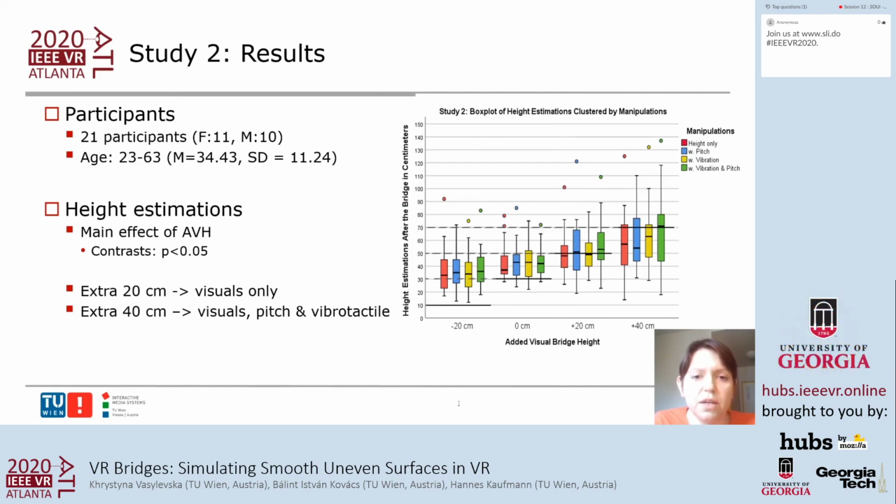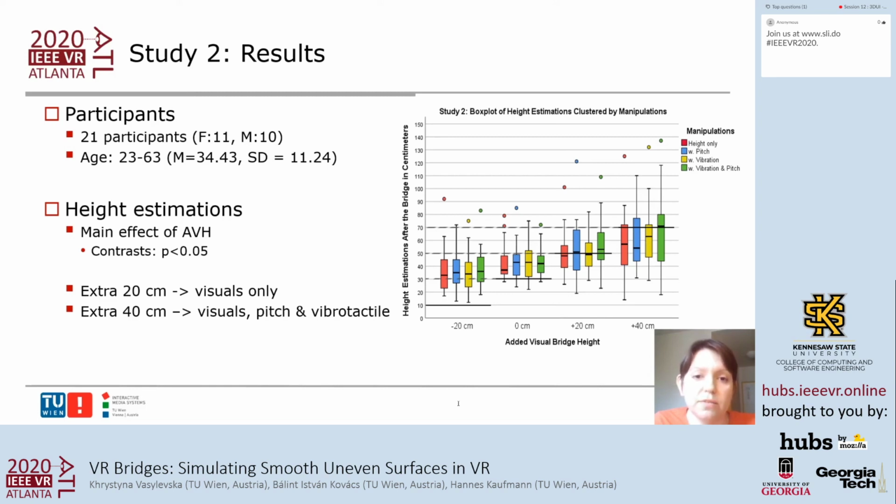21 participants, 11 female and 10 male, aged from 23 to 63 years old, participated in the second study. Similar to study 1, the added visual height had a significant main effect and contrast, but there was no systematic effect of other variables. If you look at the graph, the negative and zero added visual height resulted in very similar overestimation in all conditions, suggesting that the feel of the physical prop was overruling in case of negative added visual height.